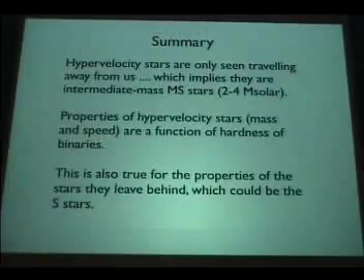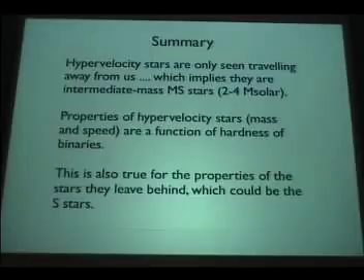Okay, let me summarize then. Hypervelocity stars are only seen traveling away from us. The one coming towards us we thought was a halo object. Then the Cutler lemma tells us that these are intermediate mass main sequence stars. What goes up must come down. We see nothing coming down, so T visible is less than T coming down, and that makes them main sequence stars. That's important, so they're 2 or 4 solar masses. The properties of them are a function of the hardness of the binaries, and this is also true for properties of the S stars, the stars that could be left behind. Thank you.